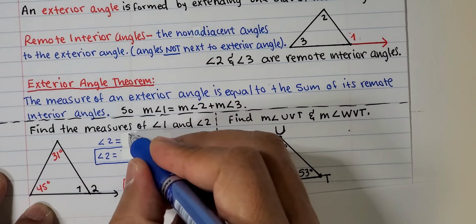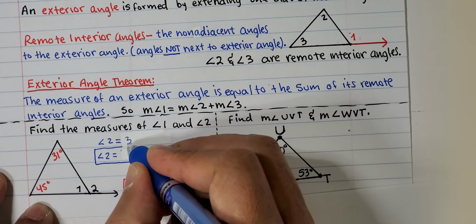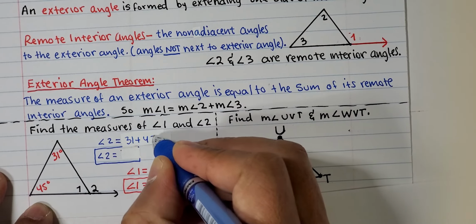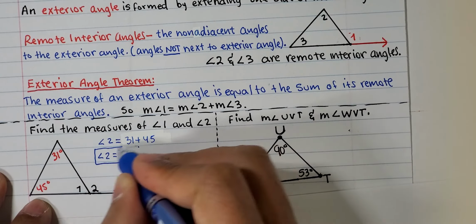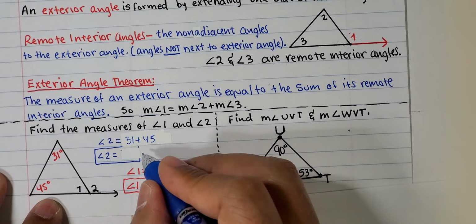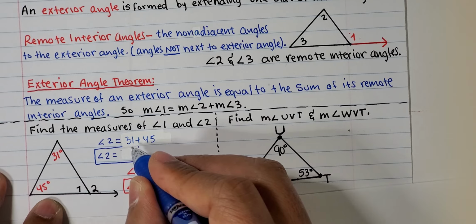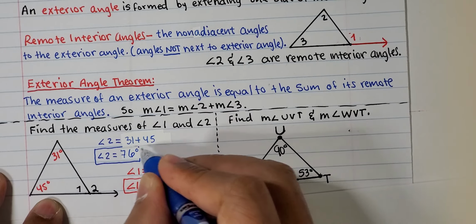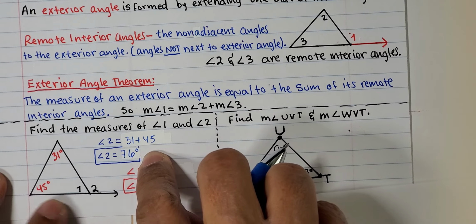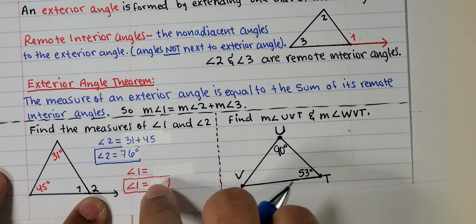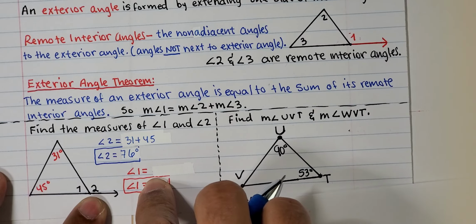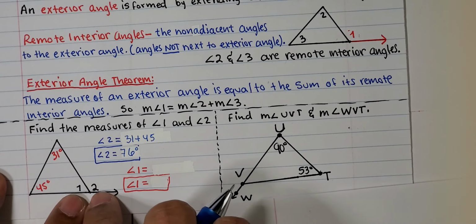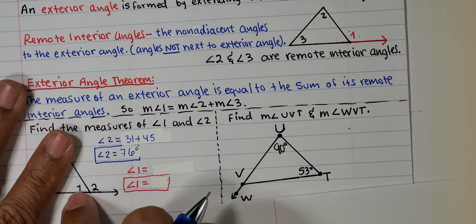So then I'm going to say that angle 2 is equal to 31 plus 45. 31 and 45 come from these two angles. And when we add 31 and 45, the sum of those two angles is going to be 76 degrees. So there is the measure of angle 2. That's the exterior angle. Now to find angle 1, there are two ways to do it, but I'm going to use the fact that angle 1 and angle 2 have to add up to 180 degrees, because they are a linear pair, and linear pair angles are supplementary.